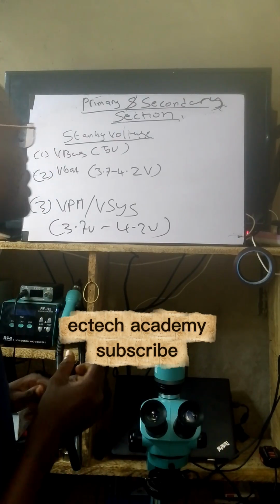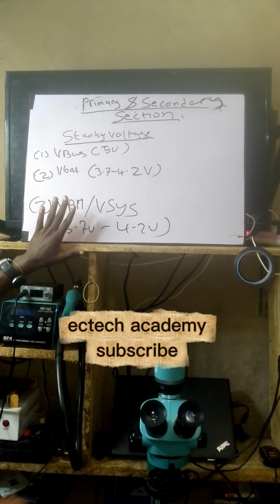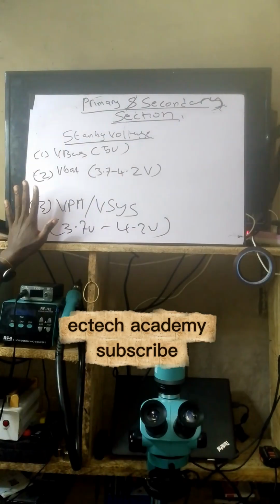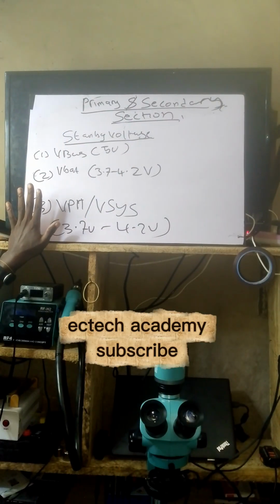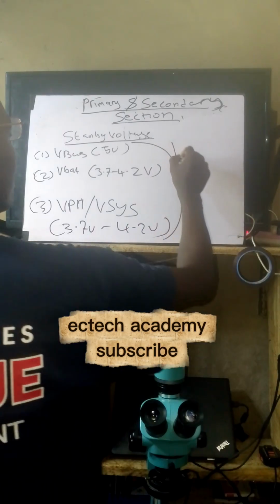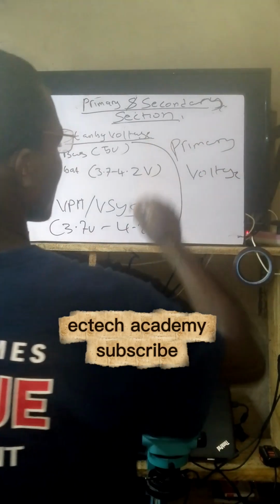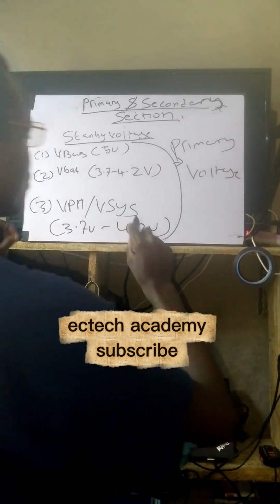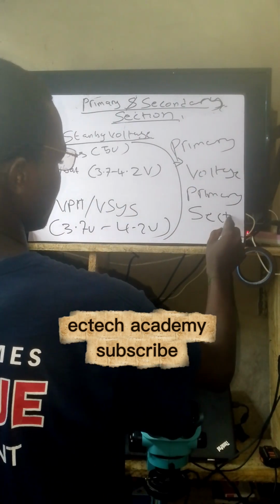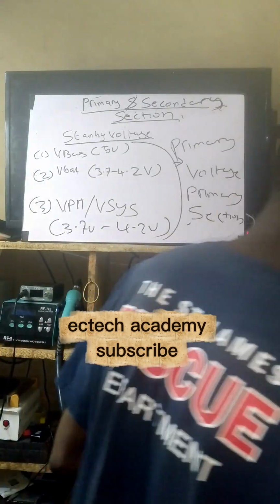So these 3 voltages must be present when you insert any power source, battery or charger. These voltages will be present without powering on the phone at all. So these are called standby voltages. And these standby voltages are what we call primary voltage. And the section that is able to give out these voltages is called the primary section. Very simple. All right, so now the secondary section.